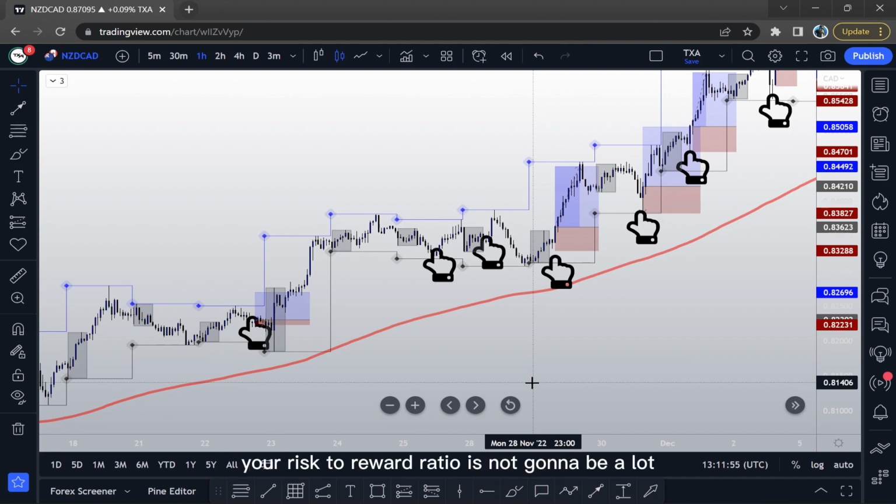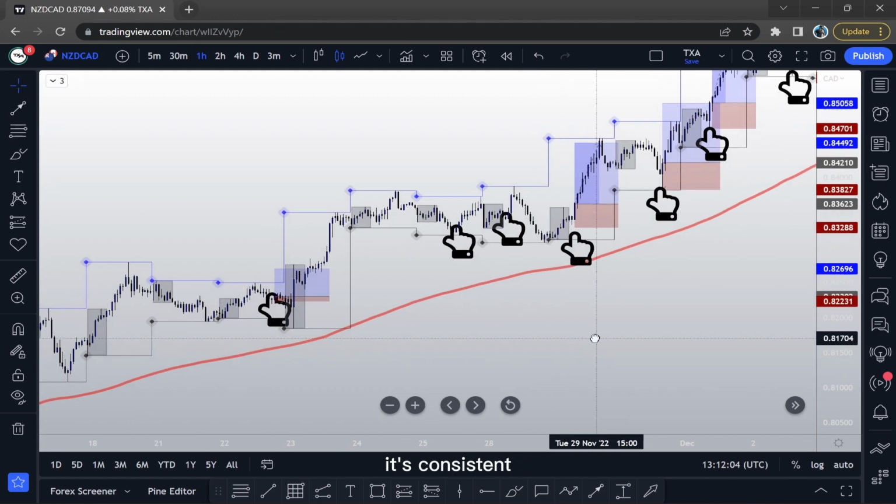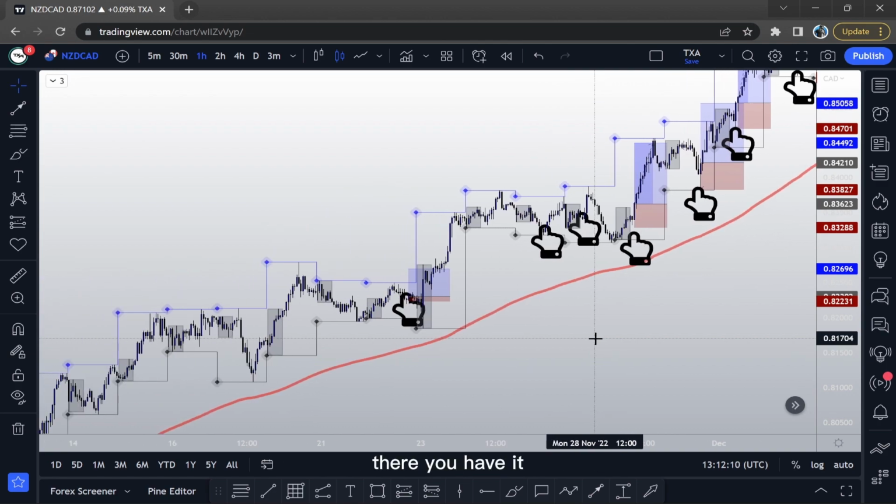Now, your risk to reward ratio is not going to be a lot. It will be 2%, 1%, sometimes 3%, but it's consistent. It's consistent. And as a beginner, you need to get your confidence up. So there you go. There you have it.